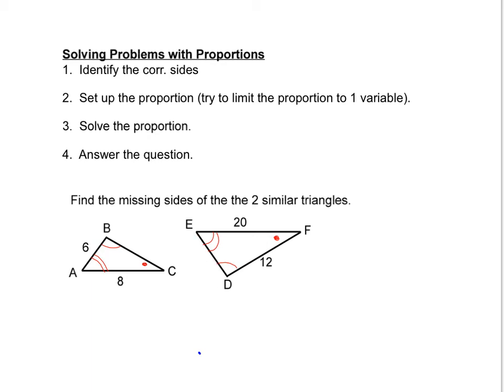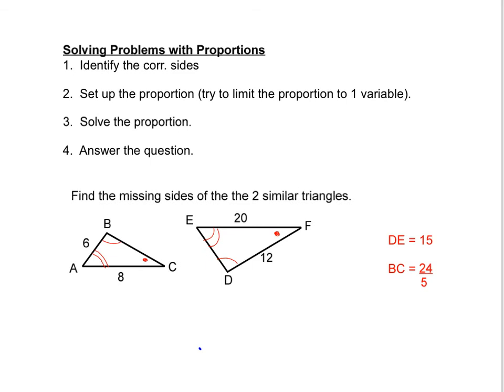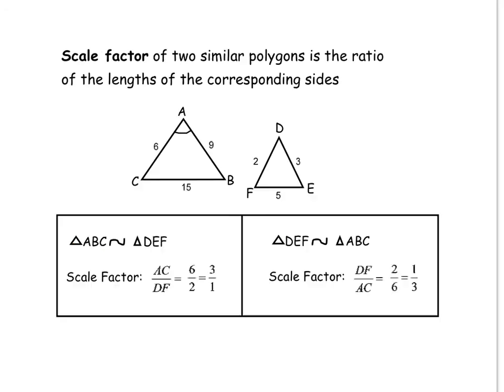I will give you guys a chance to do this problem for yourselves. Stop the tape. Okay, you should have found that DE, that's this guy right here, DE is 15, and BC was 24/5. If you had 4 4/5, that's also good, or 4.8. Those are all the same answer.